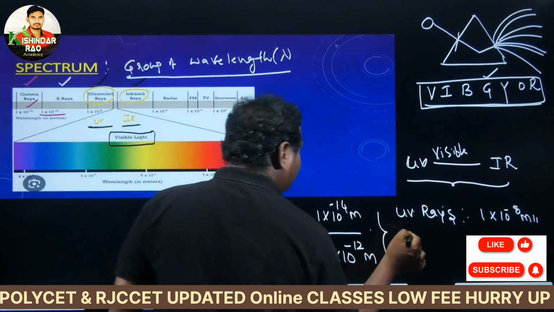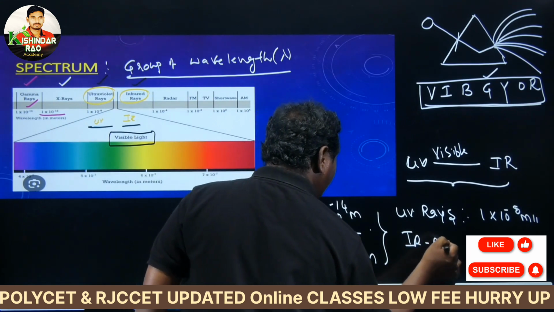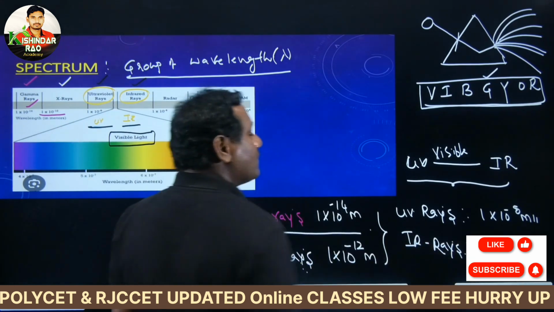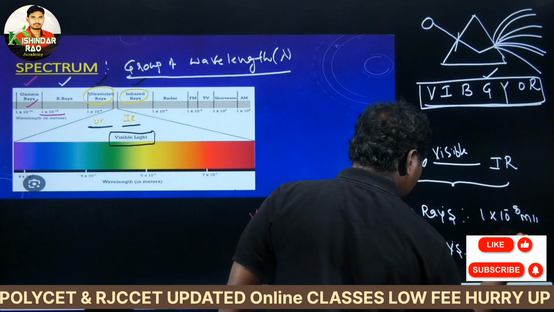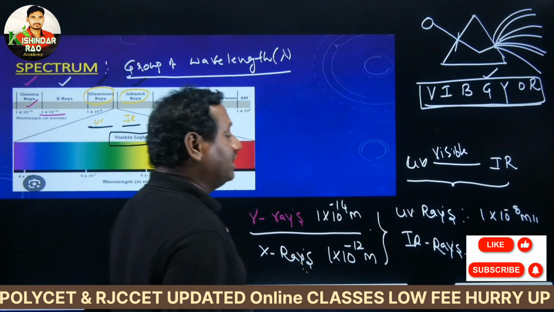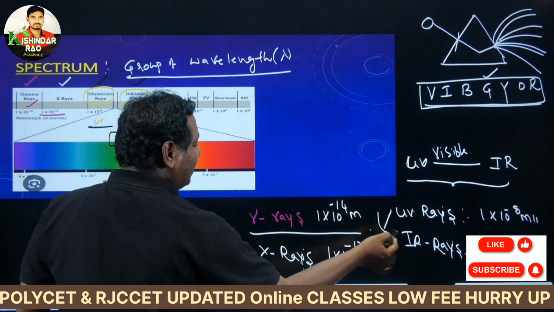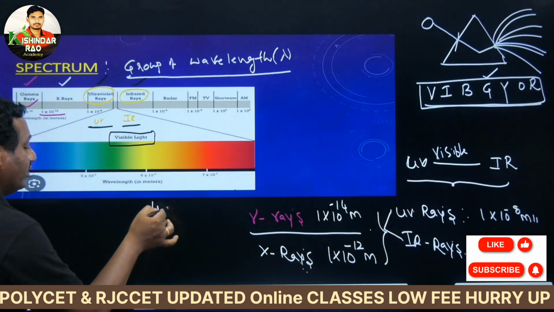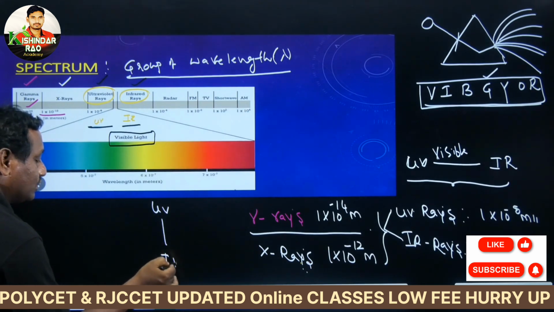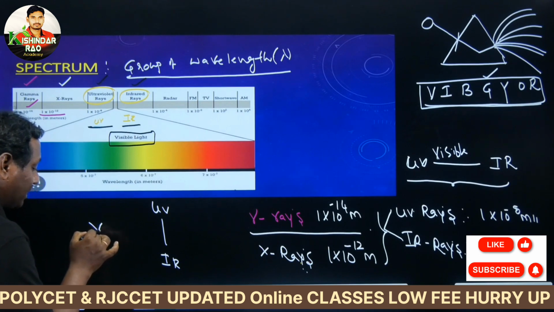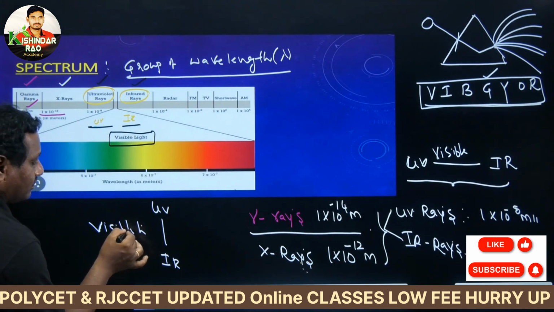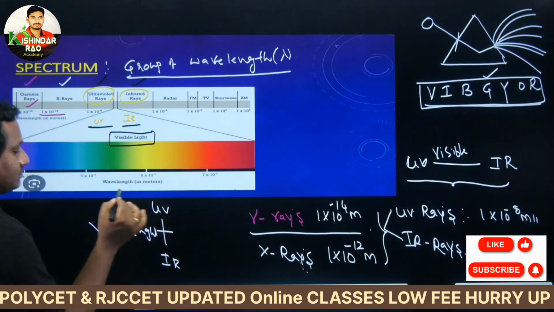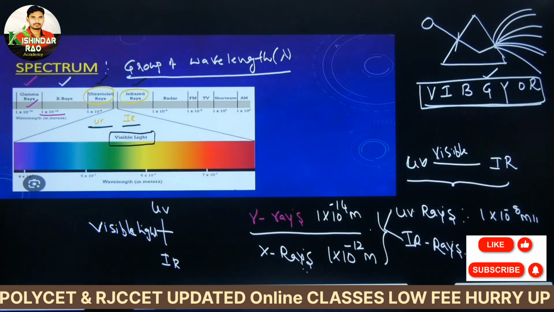The next one, IR rays, infrared rays. Who invented infrared rays? Infrared rays were invented by Aristotle. Please remember that the value is 1 into 10 to the power of minus 4 meters. In between UV rays and IR rays, the complete visible spectrum or visible light is formed. Okay, that is its wavelength. After that, radio and TV, that is another one here.